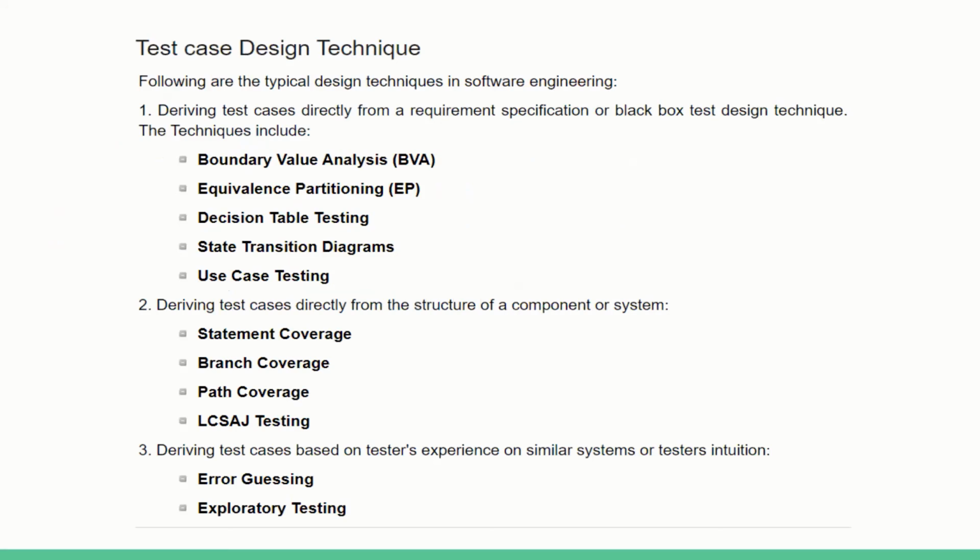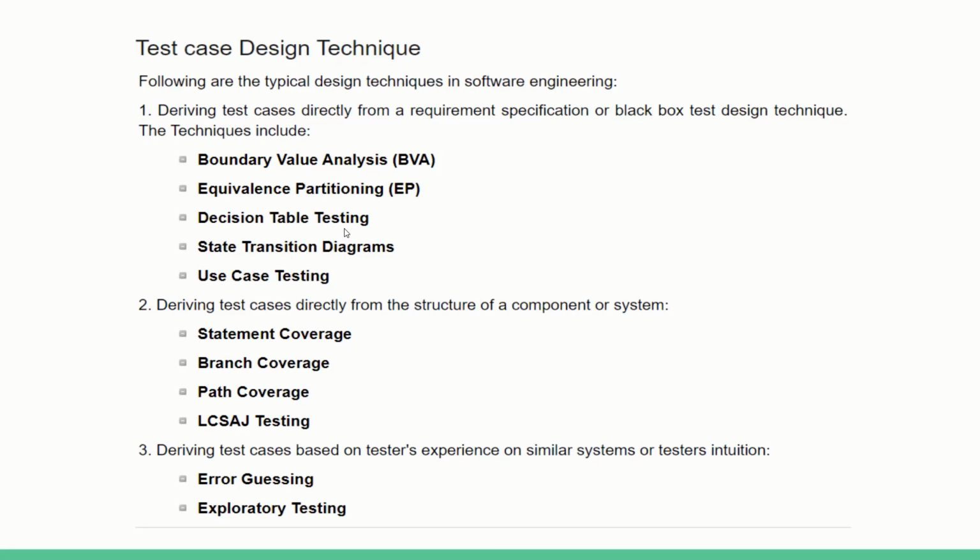Finally, I want to say these are the test case design techniques. They can be categorized under 3 categories. The first one is deriving test cases directly from the requirement specification, the black box test design technique. The techniques included here are boundary value analysis, equivalence partitioning, decision table testing, state transition diagrams, and use case testing. In my presentation, I mostly covered these black box test design techniques.